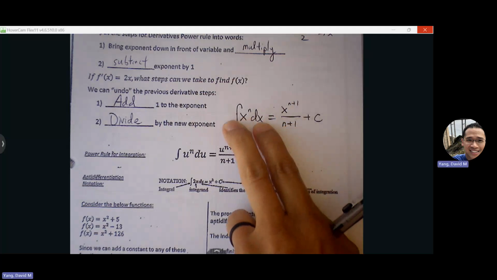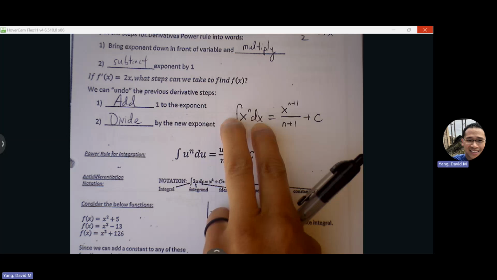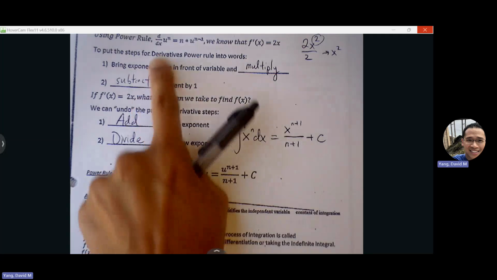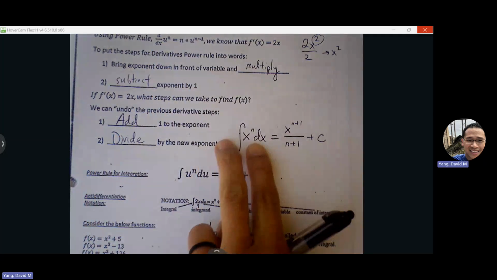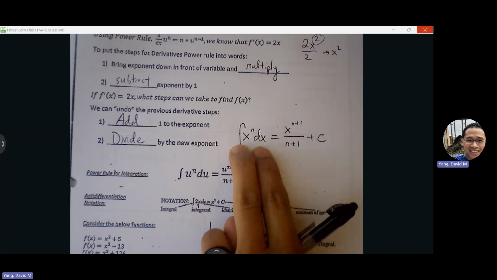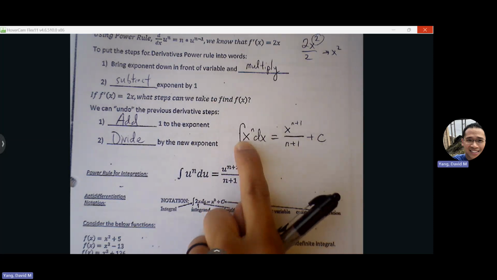Now the integral and dx, those are just notations. We're not doing any mathematical computations with those notations. It's just like d over dx. So d over dx is just notation. We knew that it just meant find the derivative. If you see this integral notation and dx, that just indicates that I want to find the antiderivative of some expression.